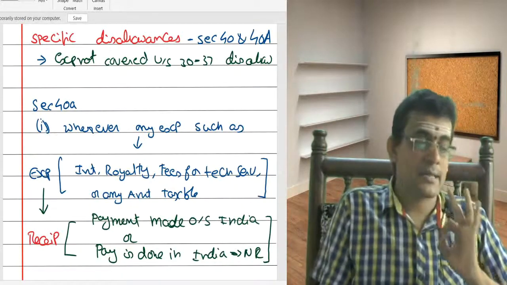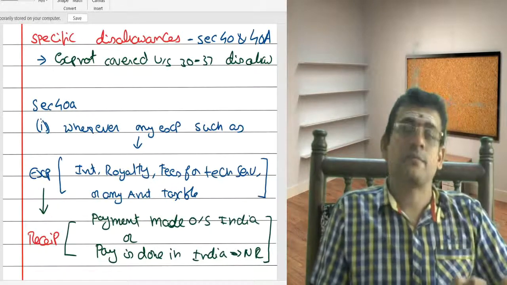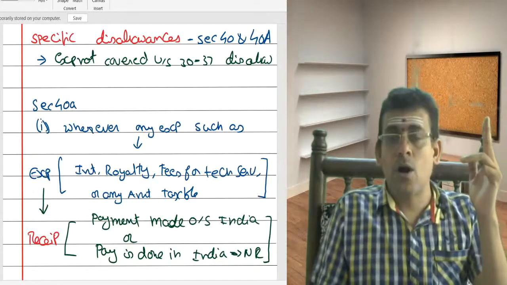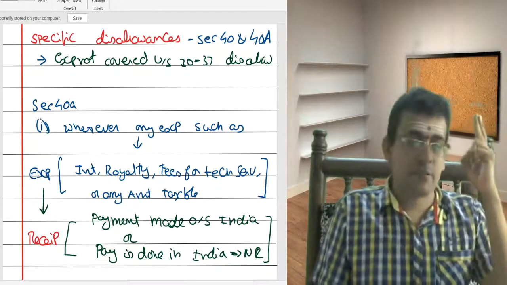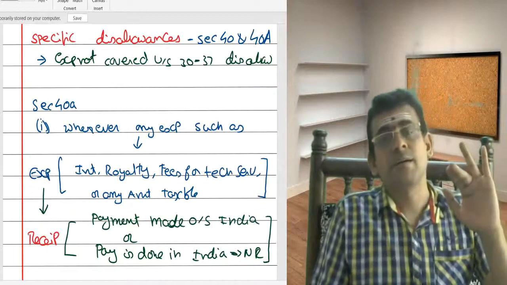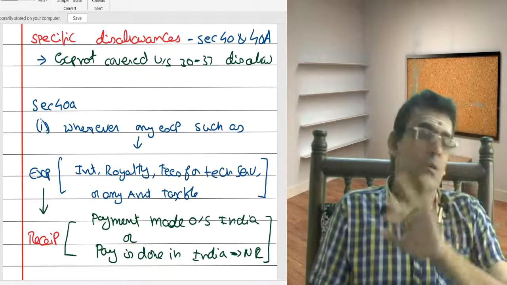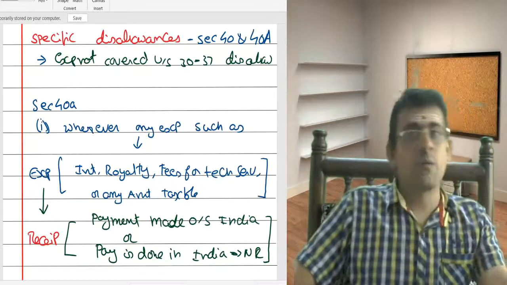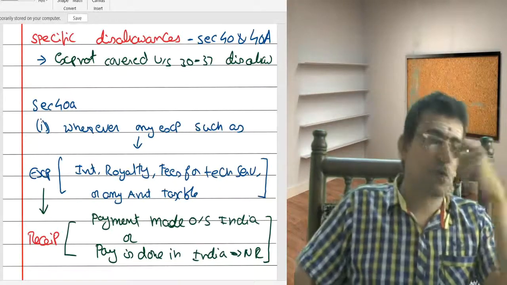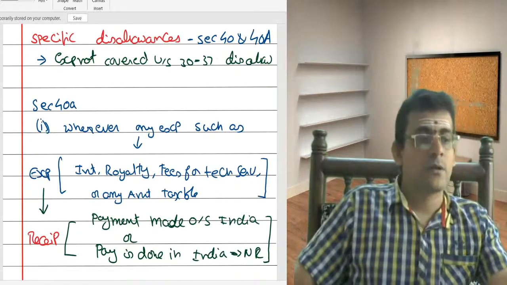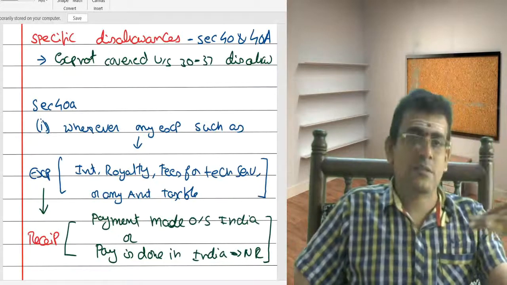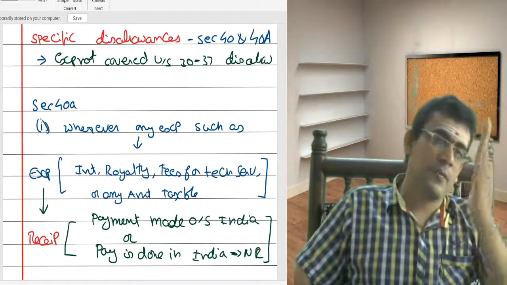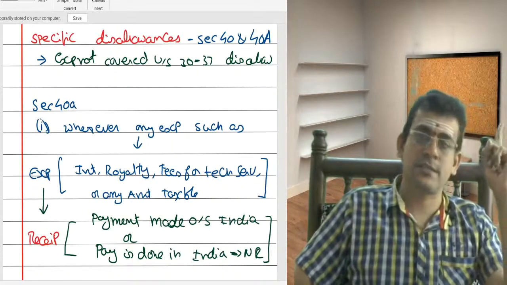So what 40A says is that this expense should be paid only after deduction of TDS. If such expense is paid without deduction of TDS, no deduction is going to be allowed, whatever the amount. Now you go back to sections 30 to 37. Suppose you have taken some non-resident service for repairs of plant and machinery. Any repairs which are current repairs are allowed as a deduction in section 31.